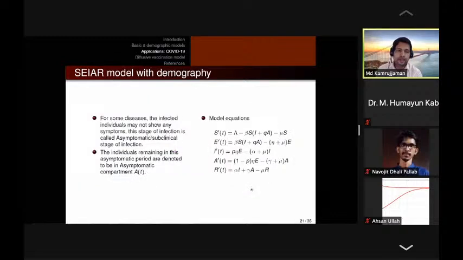Now, this model is a 5-compartment model and a comparatively more advanced model. When the model is more complex, the study is more complex. The reason is that when you consider multiple compartment models, the number of parameters automatically increases. And if the number of parameters is increasing and the parameter estimation is not done in the proper way, then your result is not perfect. Okay.